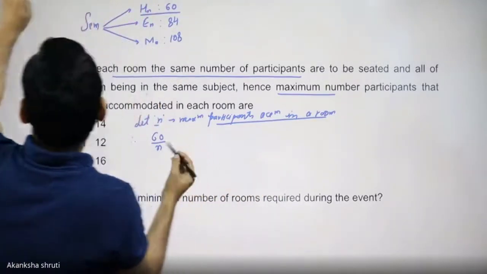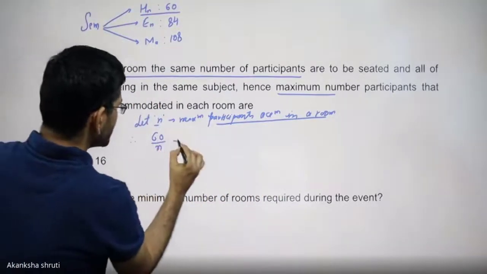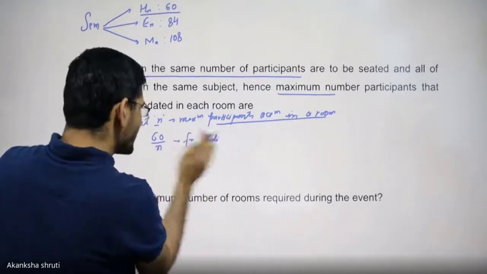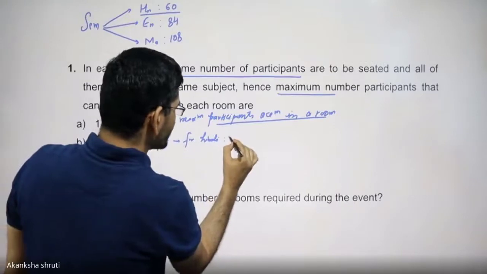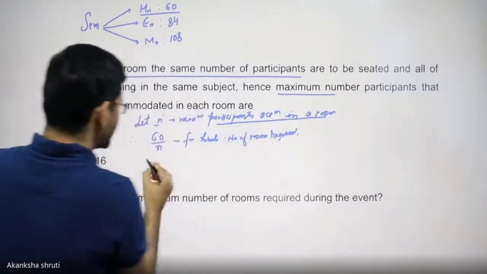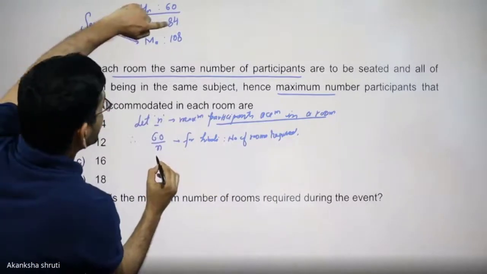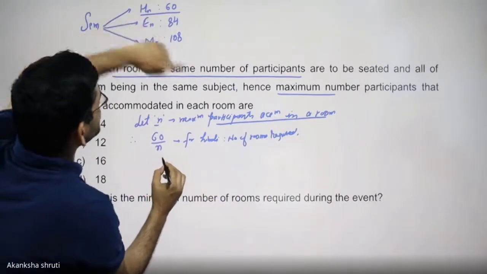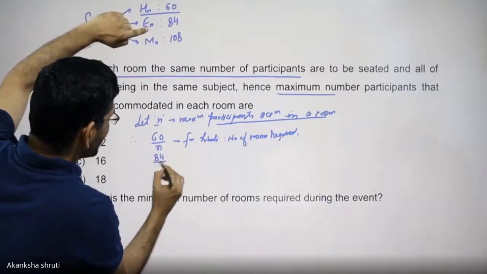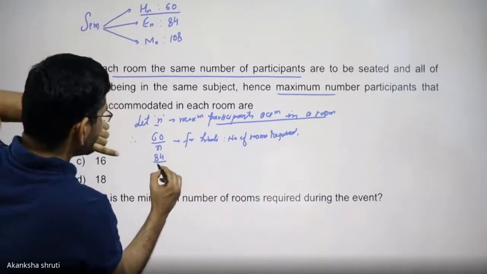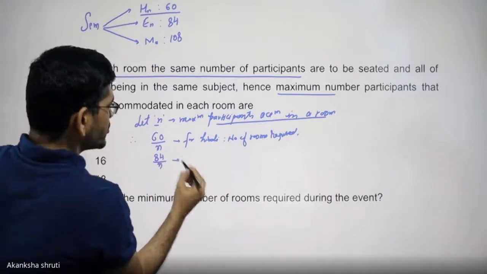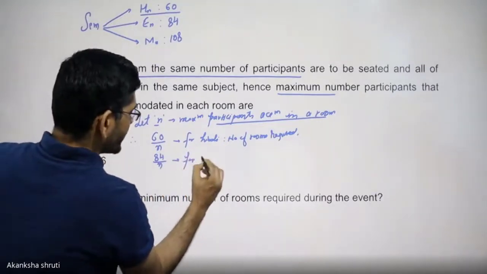So students, this is for Hindi. For Hindi, what will it give? It will give even the number of rooms required, though the number of rooms required is not asked here. Similarly, n is the maximum capacity of each room. It means 84 English participants will need 84 by n number of rooms. So this is for English.